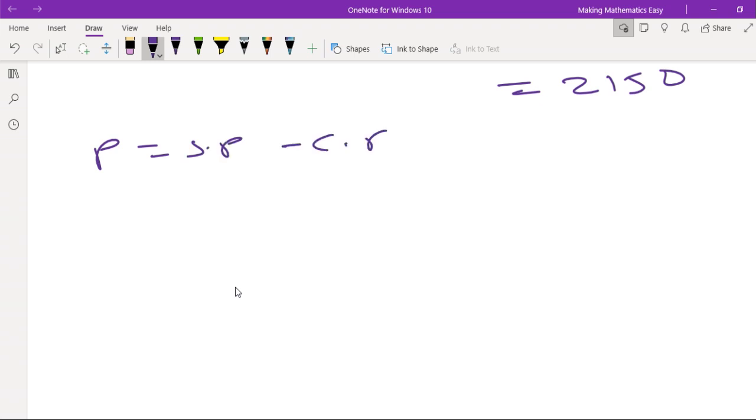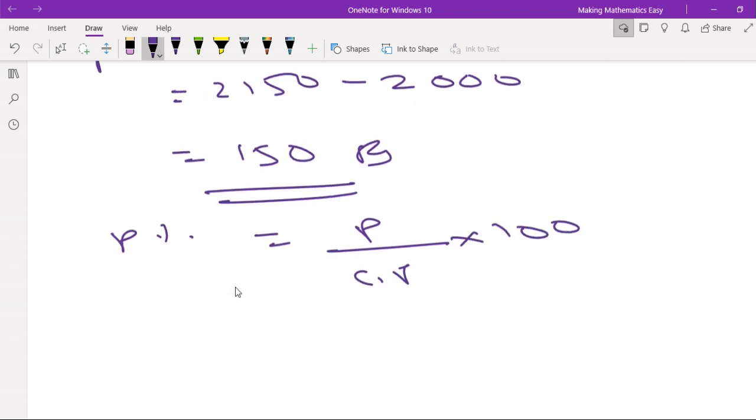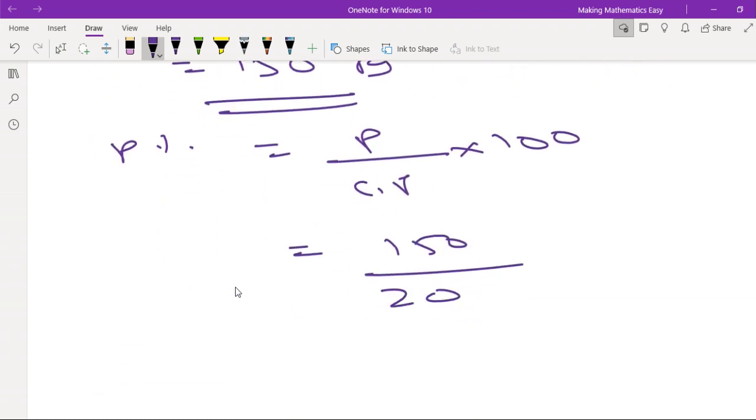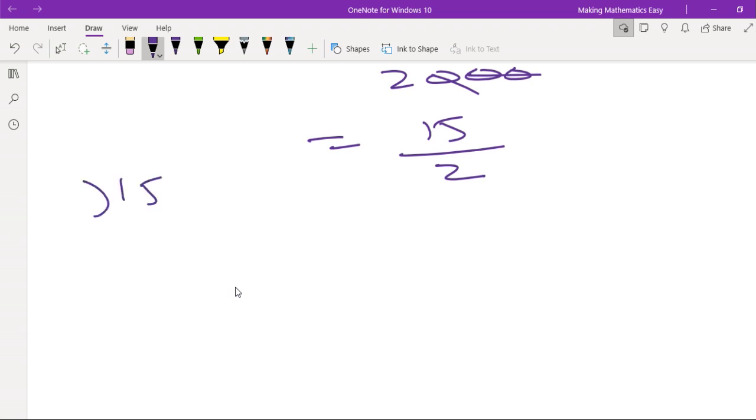Which is 2150 minus 2000, which is equal to 150 rupees. So there is a profit of 150 rupees in this case. Now we need to find out profit percentage, which will be equal to profit divided by cost price into 100. So profit is 150, cost price is 2000 into 100. So this 0 gets cancelled, this 0 gets cancelled. Now we have 15 divided by 2. So 15 divided by 2, you can do the division.